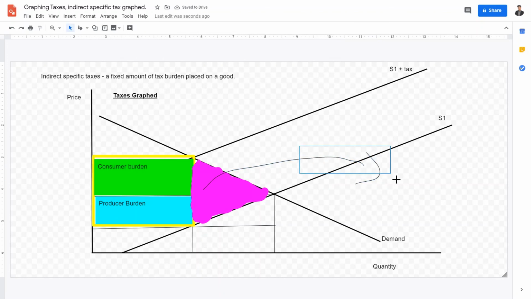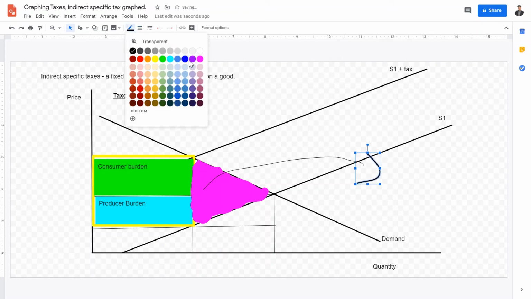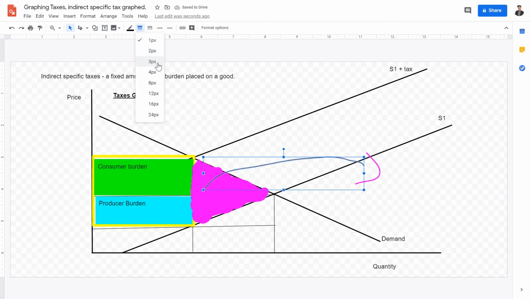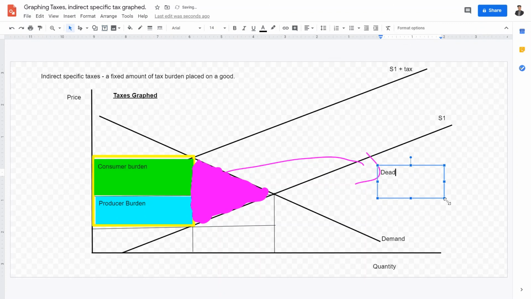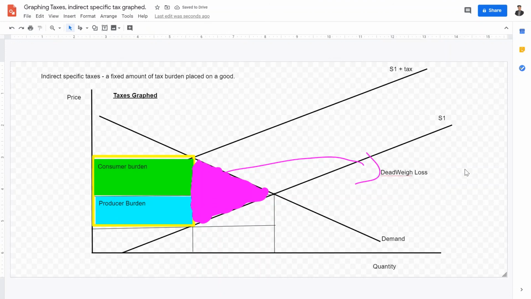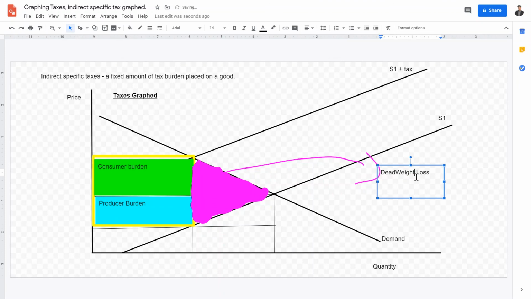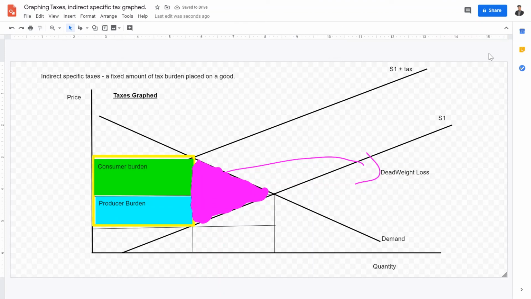Okay, so I'm gonna make this purple as well. Purple as well. And this is, of course, the deadweight loss. So I hope this video is helpful in showing how to graph the influences on the supply curve when a tax is levied, as well as the consumer burden and the producer burden, as well as the deadweight loss when a specific indirect tax is imposed on consumers.